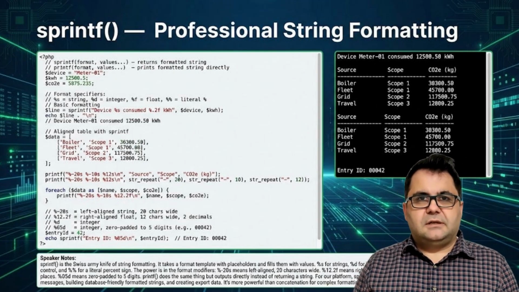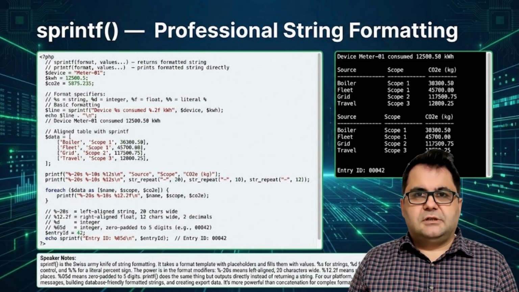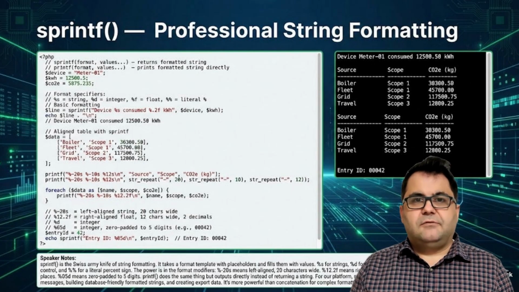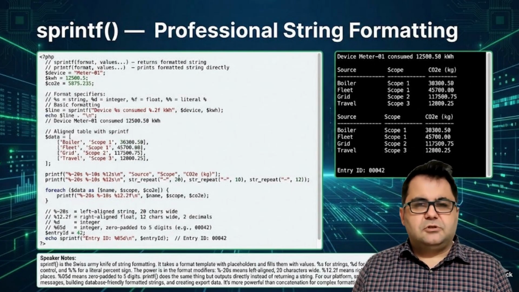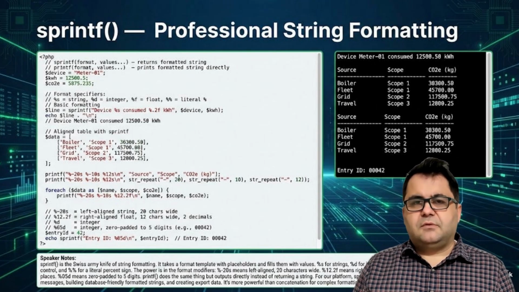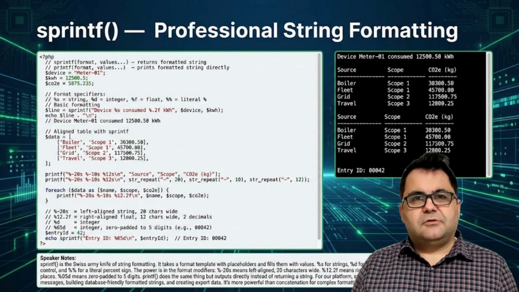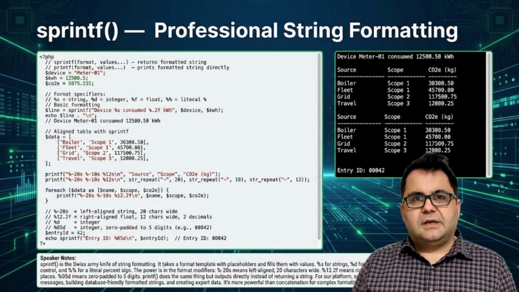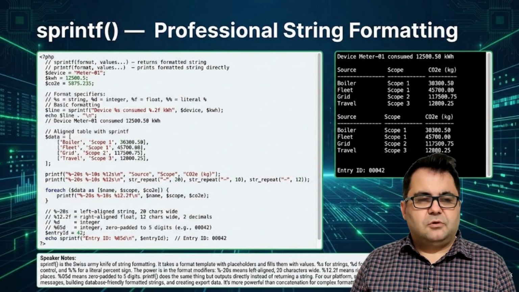%12.2f means right aligned, 12 characters wide, 2 decimal places. %05d means 0 padded to 5 digits. Printf does the same thing but outputs directly instead of returning a string. For our platform, sprintf is ideal for generating log messages, building database-friendly formatted strings, and creating export data. It's more powerful than concatenation for complex formatting.